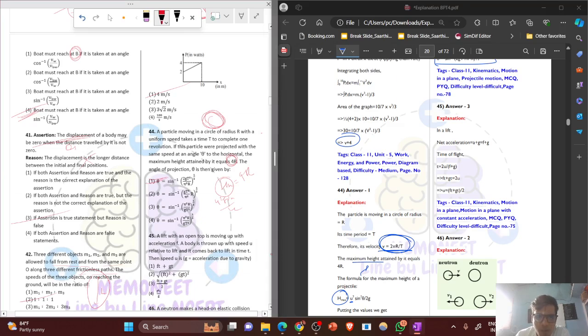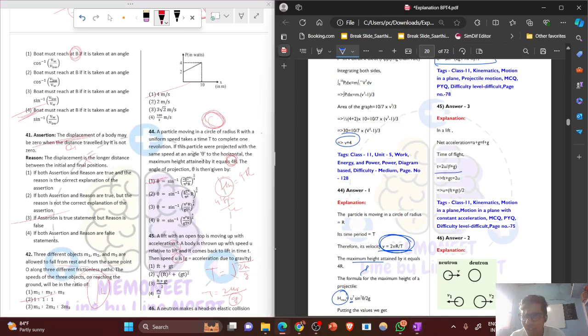A lift with an open top is moving up with acceleration f. A body is thrown up with a speed u with respect to the lift. It comes back to the lift in time t. The speed u is, sorry, it asks for the time. So you know the time of flight is affected by the vertical acceleration. It will be 2u sine theta by g, 2u by g. Here simply your g is acceleration plus this f. So you can see here this will be your expression.